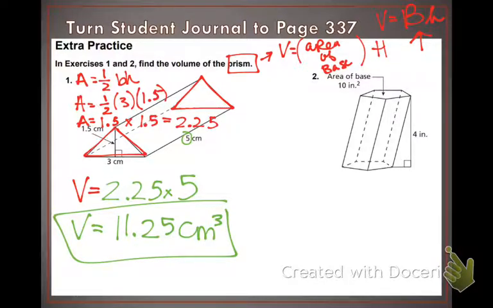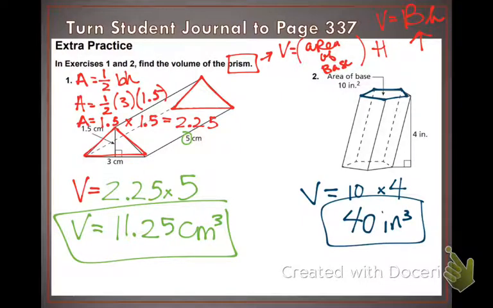Okay. The second, what kind of base are we given? A pentagon. Yep, a pentagon. So it already told me the area of the base. And what area is that? 10. So we take the area of the base and multiply it times the height. So what is the height of this entire prism? 4. So 40 inches cubed. Questions on either of these? Okay.